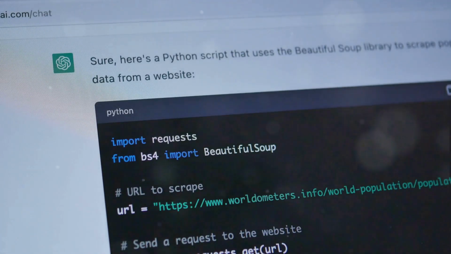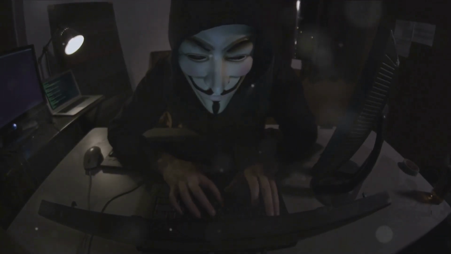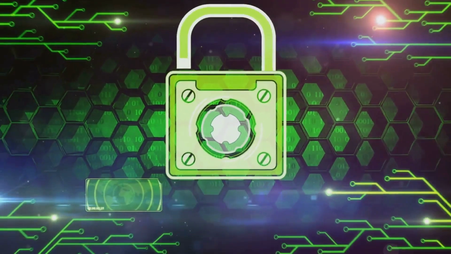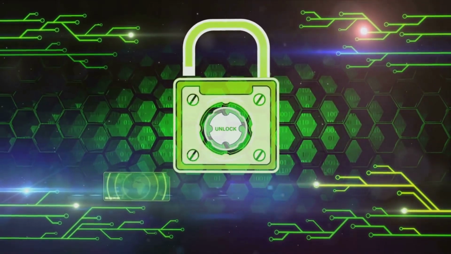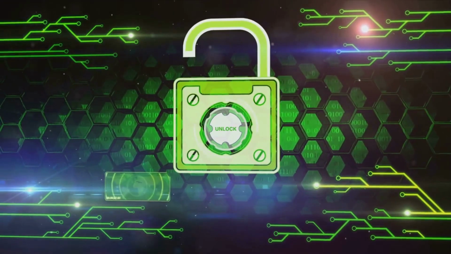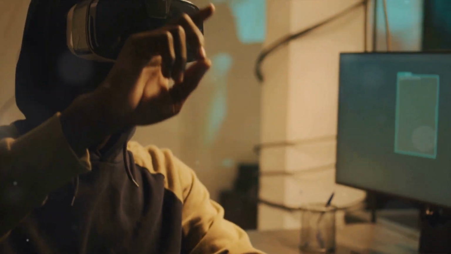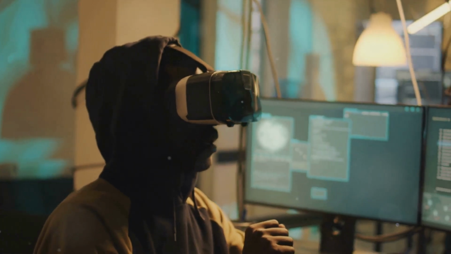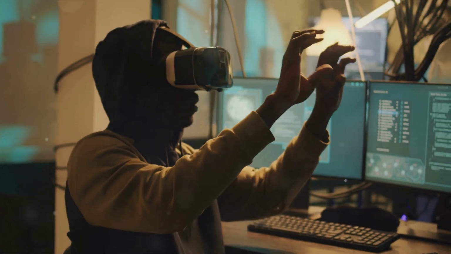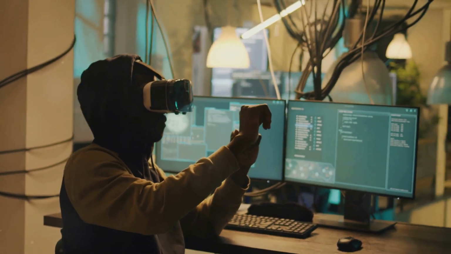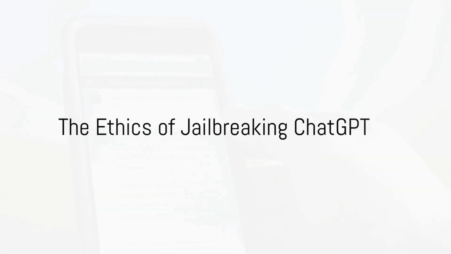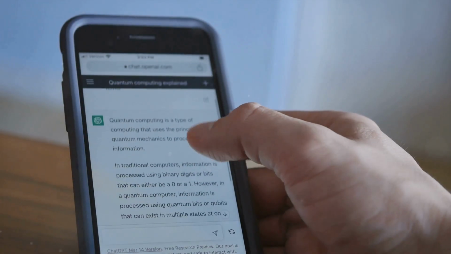But what about ethical hacking? Here, ChatGPT can also play a crucial role. Ethical hackers, or white hat hackers, can use ChatGPT to test system vulnerabilities and improve security measures. In this context, jailbreaking ChatGPT refers to pushing its boundaries to unlock hidden capabilities, all while maintaining ethical standards. Now that we have a basic understanding of ChatGPT, let's explore how to jailbreak it. Before we begin, it's crucial to understand the ethics behind jailbreaking ChatGPT.